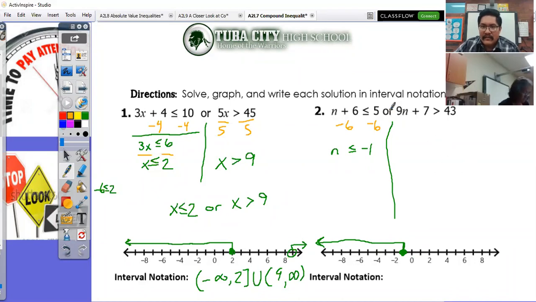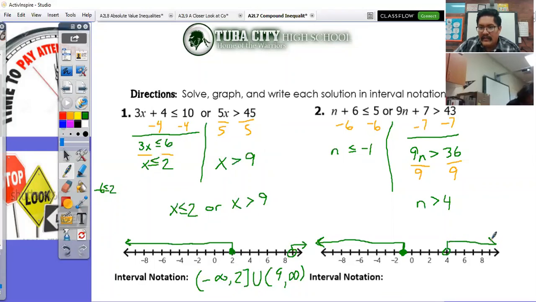All right, so that takes care of the first one. Looks like with this one, we're going to have 2 steps. So subtract 7 from both sides. 9n is greater than, and let's see, 43 minus 7. Okay, and we still got to get that n by itself. So let's divide both sides by 9. And n is greater than 4 is the way we would read that. N is greater than 4. So open circle, because we're not including 4, but everything greater than 4.